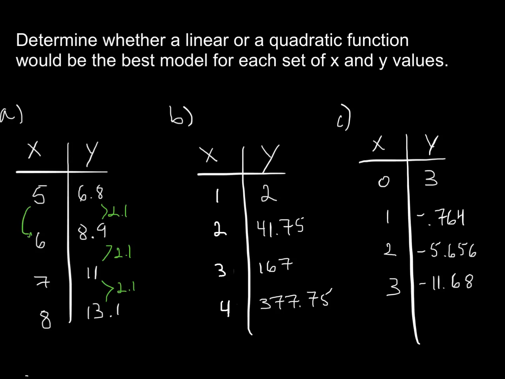And since the change in x is always going to be 1, then I'm finding out that this is going to be most definitely a linear model. Okay, why don't you try B?